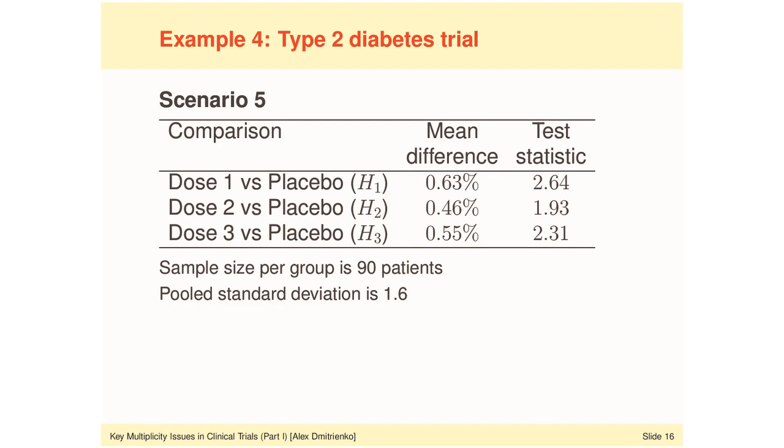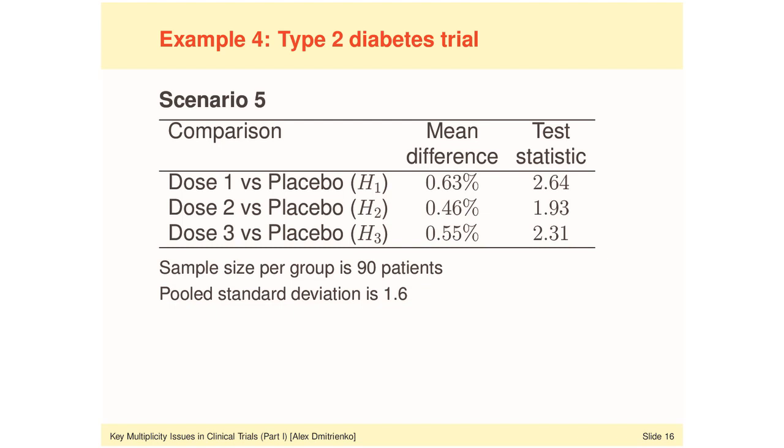And very briefly here, we've used similar summaries of study results before. The only difference between this particular table and tables that we used in modules C and D is that here, instead of p-values, we compute test statistics. For example, the test statistic for the comparison between dose 1 and placebo, in this case, is equal to 2.64. And likewise, if we look at the comparison between dose 3 versus placebo, the associated test statistic is 2.31.